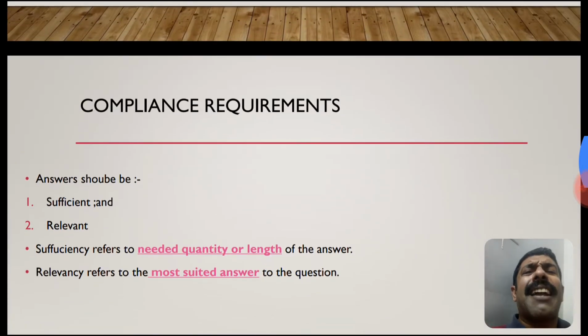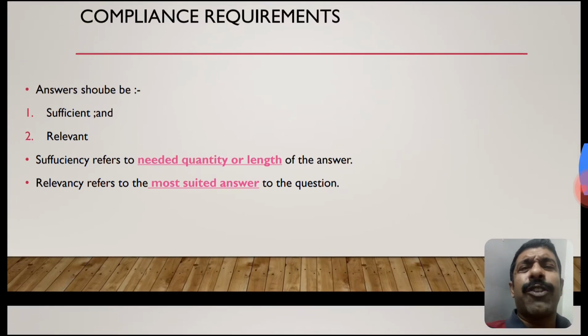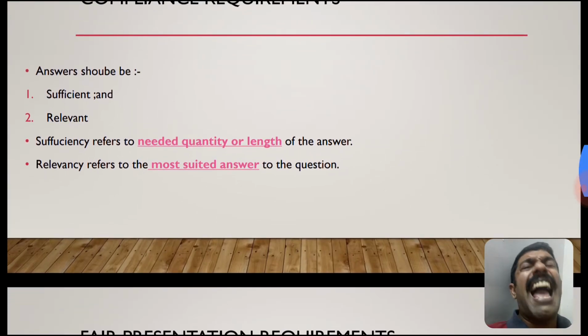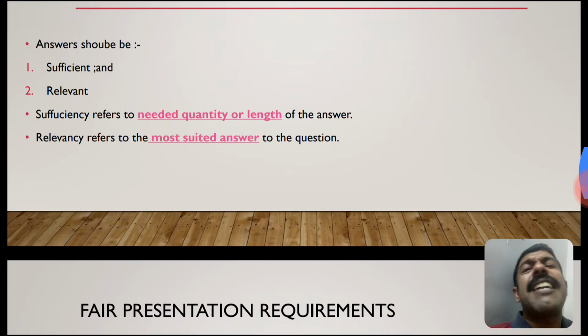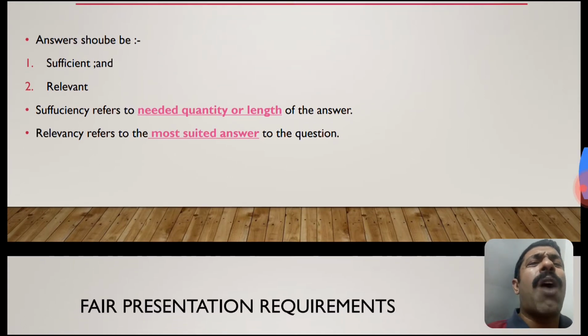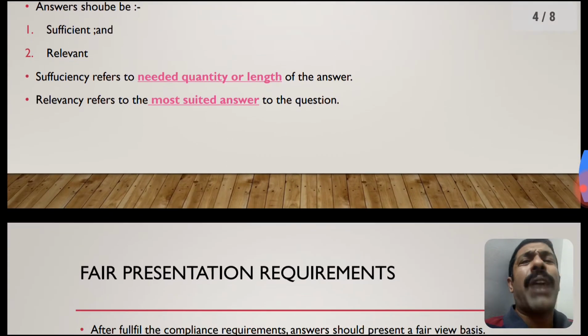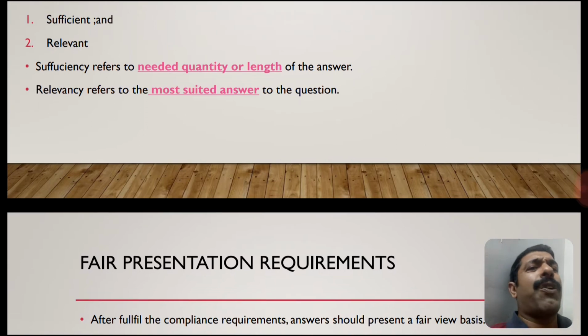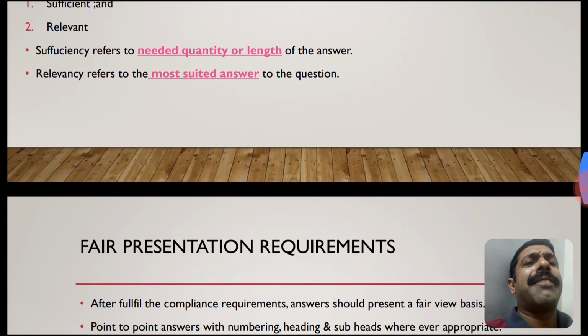What is the compliance requirement? Your answer should be sufficient and relevant. Sufficiency refers to the needed quantity or needed length of your answer. Relevancy refers to the most suited answer to the question.